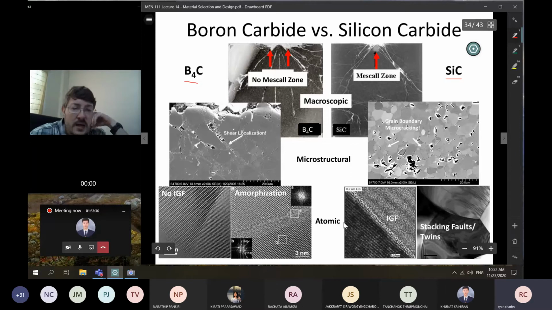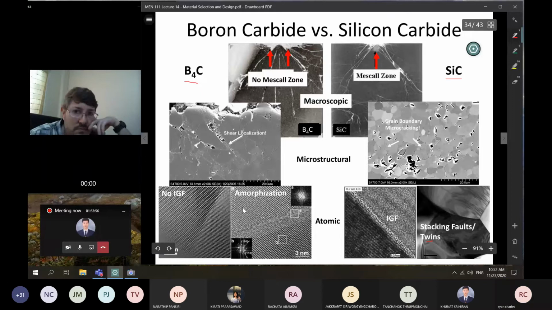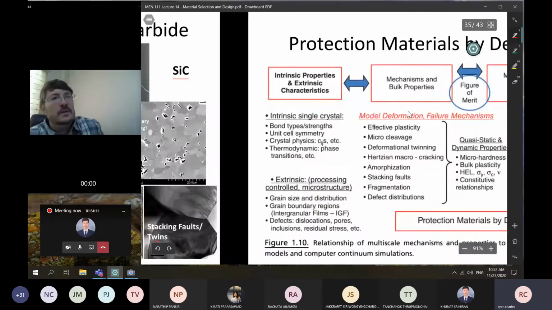You can look atomically, right? This one turns to glass. This one creates twins, a type of line defect, right? So we look at all of these different scales and figure out how it works, and then try to figure out how do we design it better, right? How do you eliminate this? Does it have to do with the grain boundaries? Can we design better grain boundaries so we get better cracking? You research that for a few years to figure it out. All right.